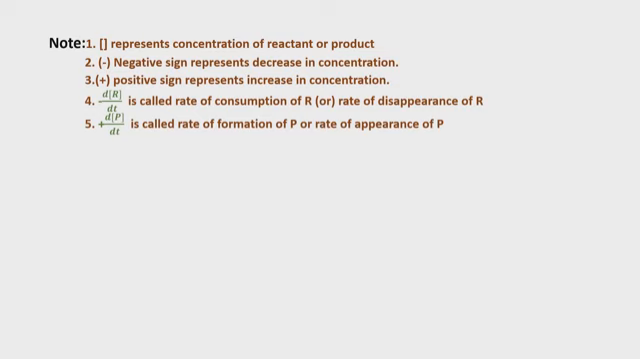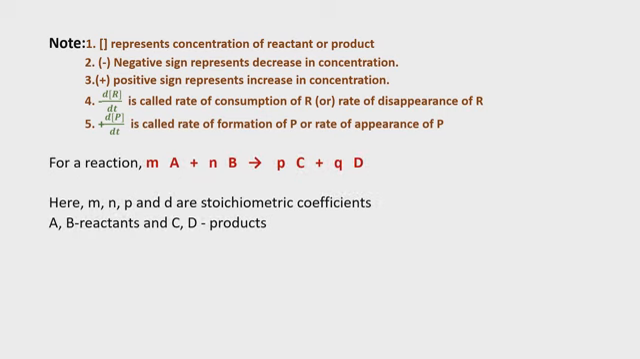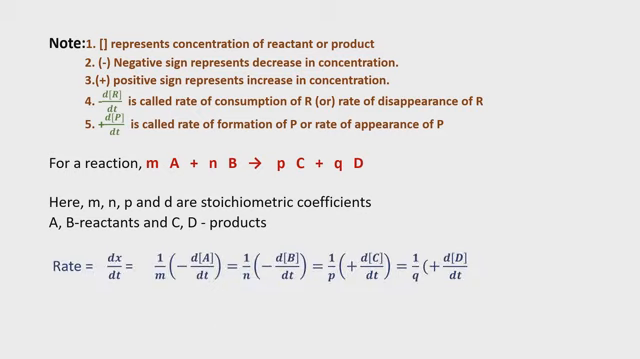At the same time, we discussed for a general reaction, mA plus nB gives rise to pC plus qD. So the rate expression can be written as rate equal to dx by dt equal to 1 by m into minus dA by dt equal to 1 by n into minus dB by dt equal to 1 by p into plus dC by dt equal to 1 by q into plus dD by dt. Already we discussed this in the last class.